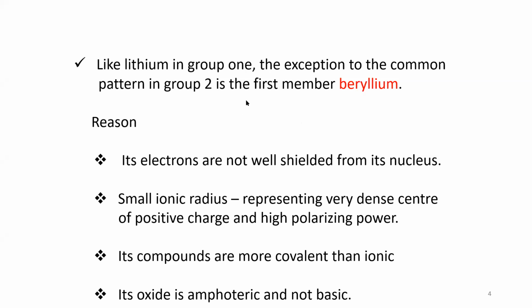So as I said, the reason, because of the small ionic radius, is a very dense center of positive charge and high polarizing power. I think in the last lecture I took time to explain what the polarizing power is when we talked about lithium. Because of the small size, they have a very high charge, and when they have a high charge, what it means is that they can attract electrons, and so have high polarizing power. And for beryllium, the compounds are also more covalent than ionic, just like we saw in lithium.